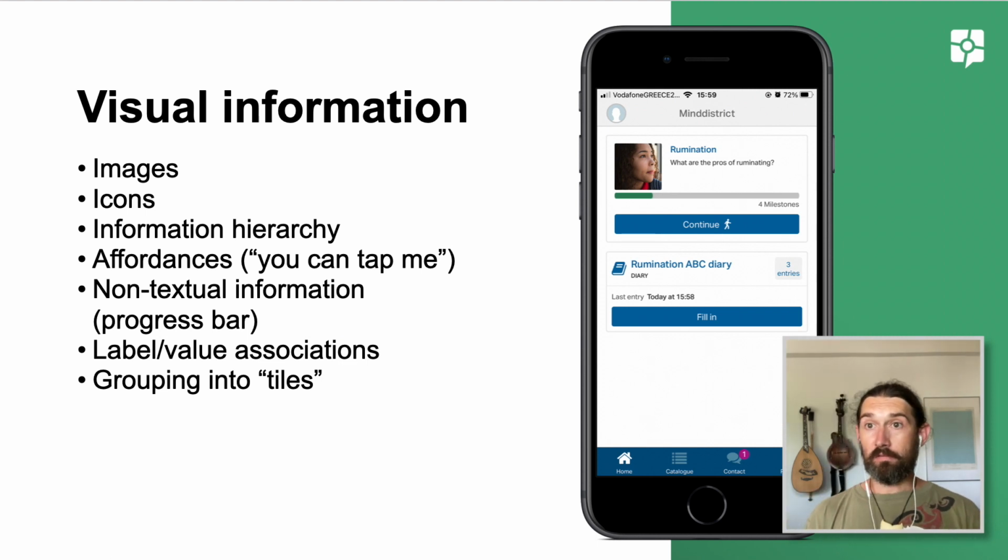So this is a screenshot of the homepage of Minddistrict's app, and it shows a user who's been given 2 pieces of therapeutic content by their therapists. They have a module called Rumination, which is a way for the therapist to give them information. They can read pages of text, they can watch videos and so on that the therapist has chosen for them. And they have a diary, the Rumination ABC diary. A diary is a tool which prompts them to answer a number of questions and then collects up the answers to those questions into a diary entry.